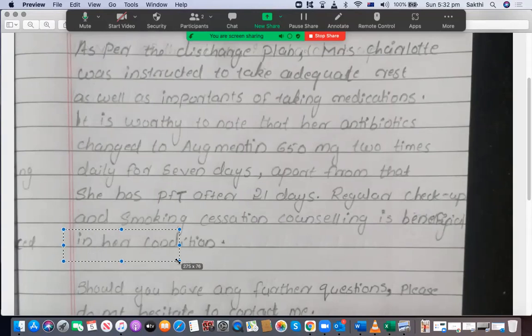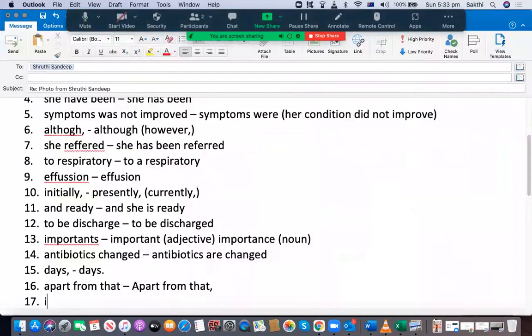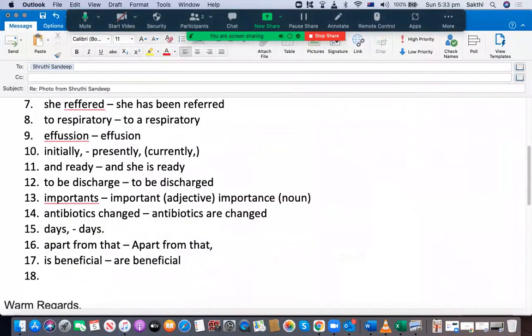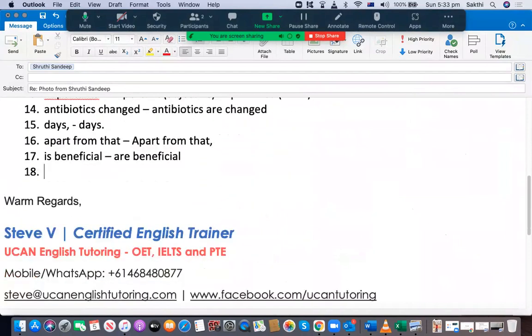Regular checkup and smoking cessation counseling is beneficial in her condition. Now, you don't need to say in her condition. I mean, are vital. That's okay. You can say regular checkup and smoking cessation counseling are beneficial. It's not "is beneficial", you should say "are beneficial", because there are two different nouns which altogether make it a plural noun.